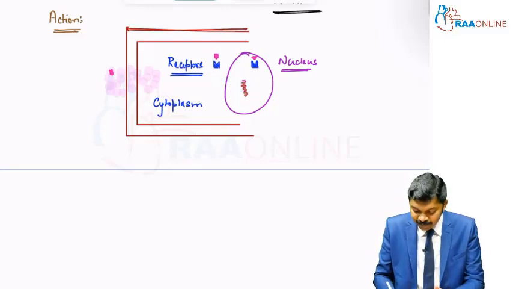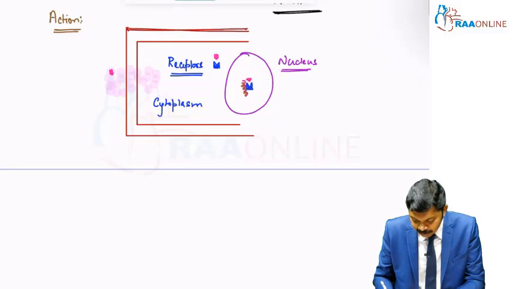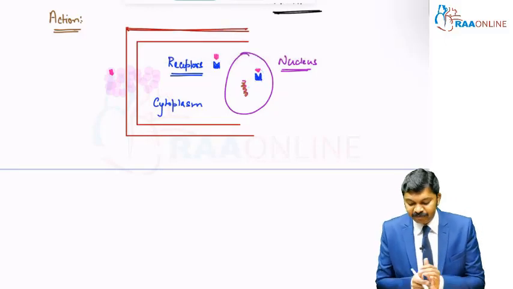Alright, this is one way. Or the hormone receptor complex present within the nucleus will again come and bind with the DNA and exert their action, makes the DNA synthesize some proteins or something. So ultimately the action is getting manifested.